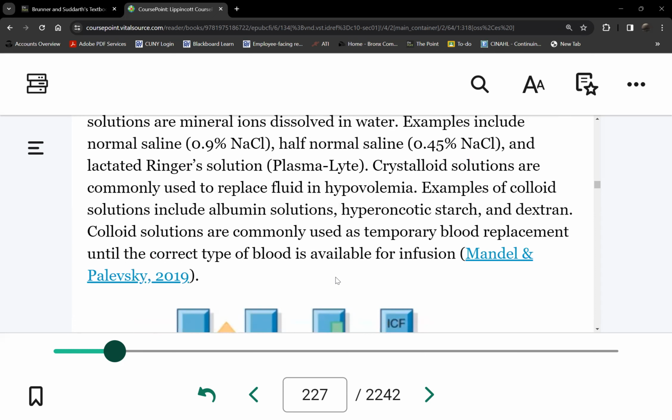And these are the colloid solutions. These are very thick solutions, blood products like albumin solutions, dextran. Because they're very concentrated, what will they do to the blood volume? Thinking about osmosis, they will increase blood volume. However, they will do so without adding volume.